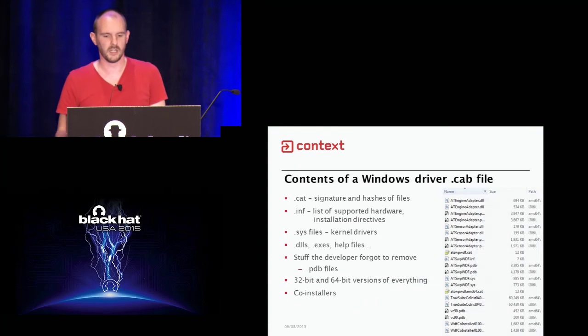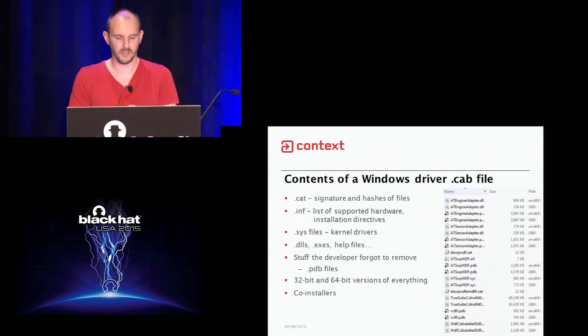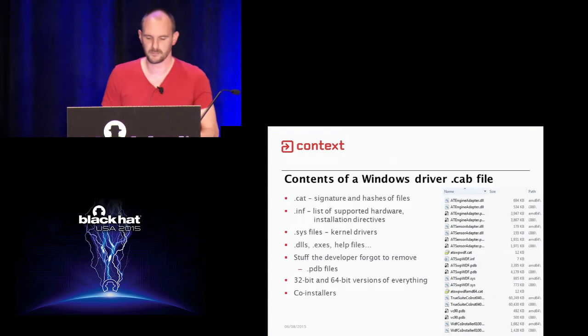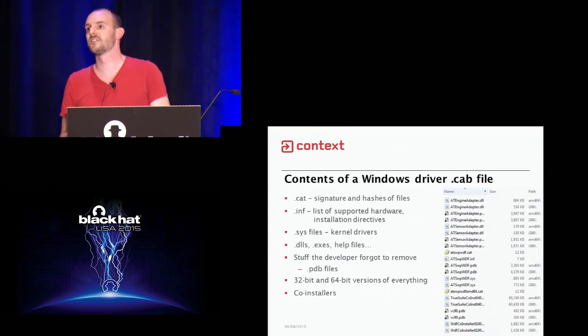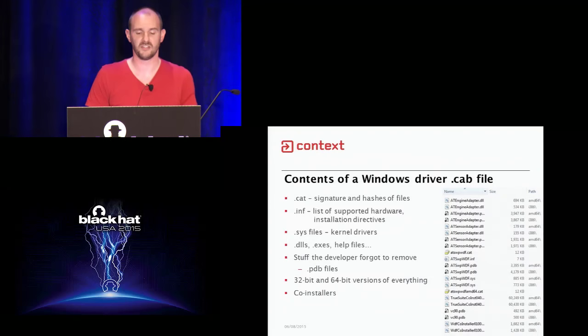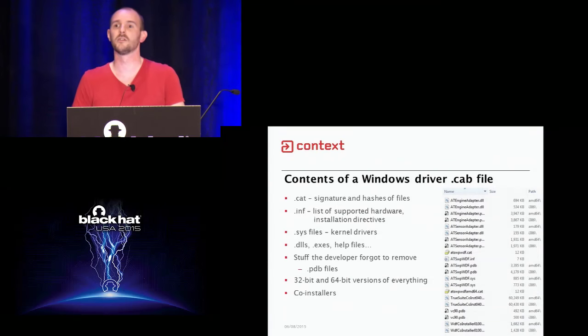So each of these downloads is a Microsoft CAB file, so it's basically just Microsoft's archive format, which can be signed, so all of them are signed. They contain the INF file, which is the installation directives and supported hardware, so actually how it installs, what it then goes and installs, and then the files we'd expect, so the kernel drivers, DLLs, exes, help files. We saw quite a lot of things developers seem to have forgot to remove, so a lot of PDB symbol files were included along with the drivers and other files we wouldn't have expected there.